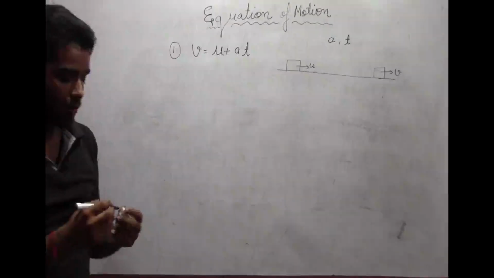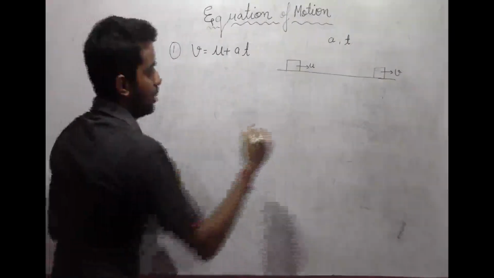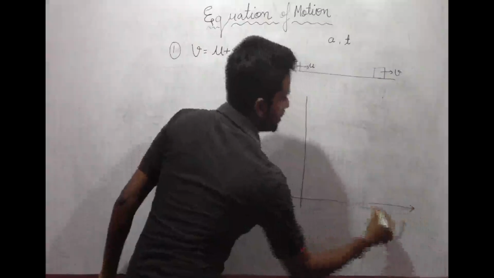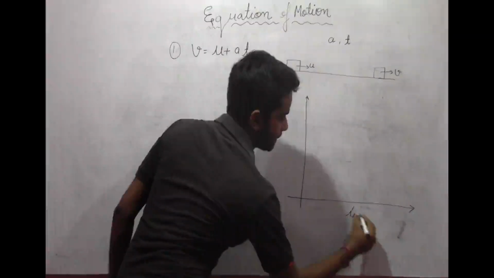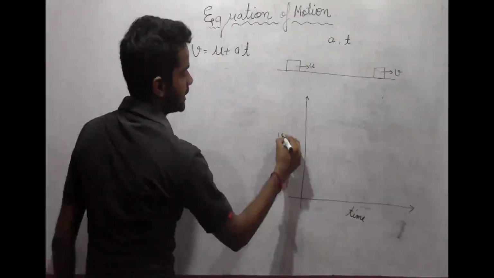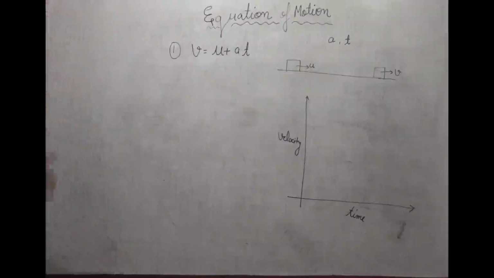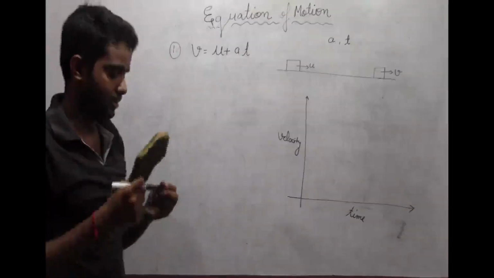Then how can you make the velocity time graph? I think this is very easy. How can you plot it? Suppose you take two perpendicular axes. This is your time axis, and this is your velocity axis.